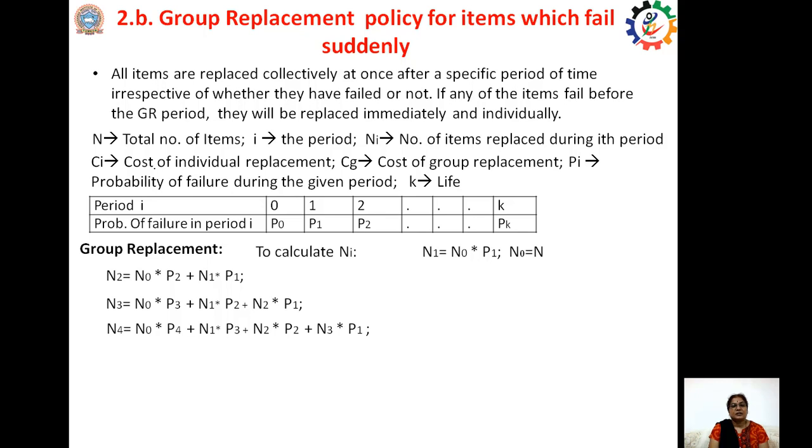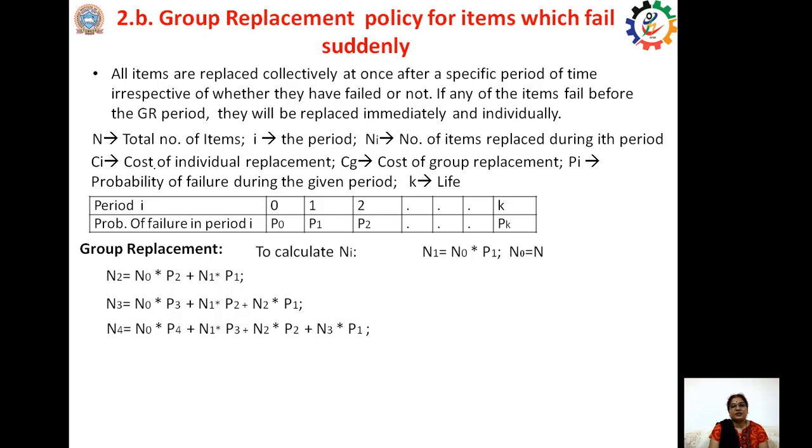Every time you start with N naught, P should have the suffix corresponding to this 2 here. If it is 3, 3 here. If it is 4, 4 here. Further, in the next steps the N suffix should continuously increase, like this: next term will be N4, N5, like that. And in the P terms, you have to stop at P1, because we don't have P0. In the 0th period, none of them will fail. Here it is given, but it's understood that none of them will fail. So you have to stop at P1.